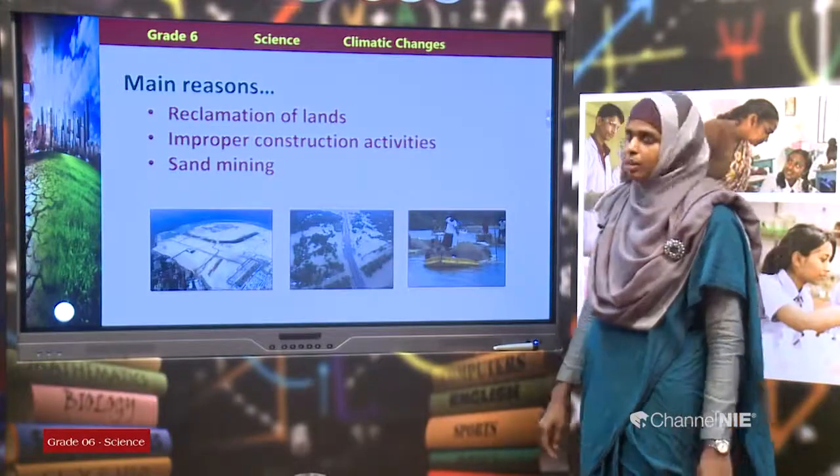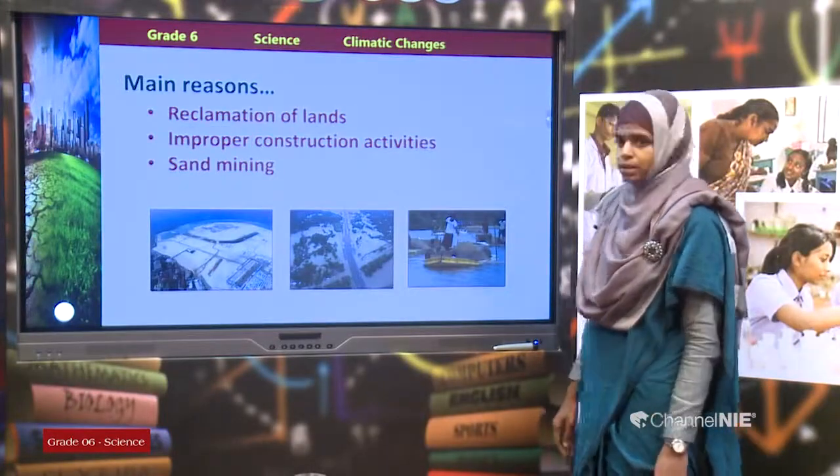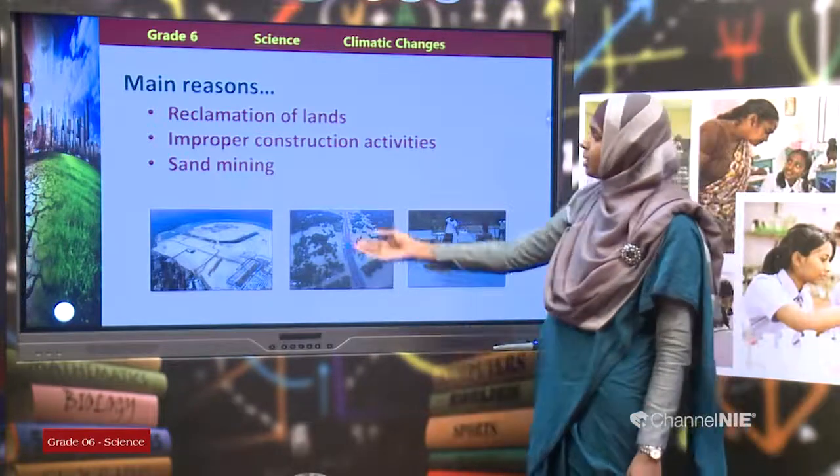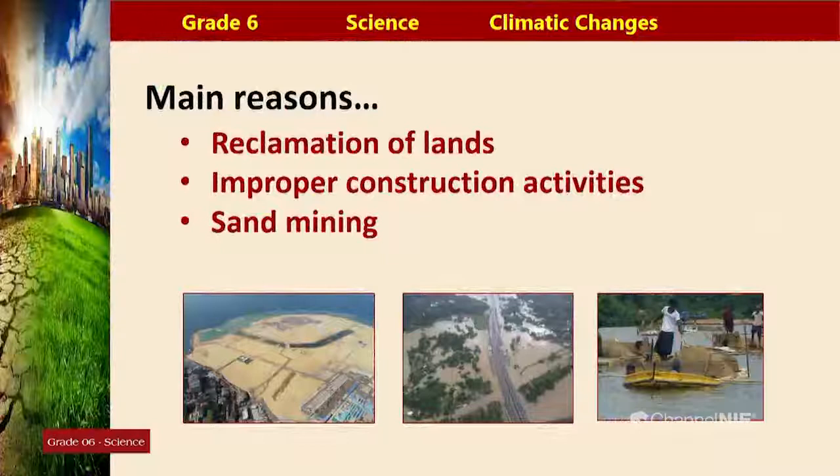Let's look at the main reasons for flood. What are the main reasons for flood, children? One is reclamation of land. We change the land according to human requirements. We make various constructions, right? Not the natural way, we artificially change the land. It's called reclamation of land. It might cause flood. And also improper construction activities.